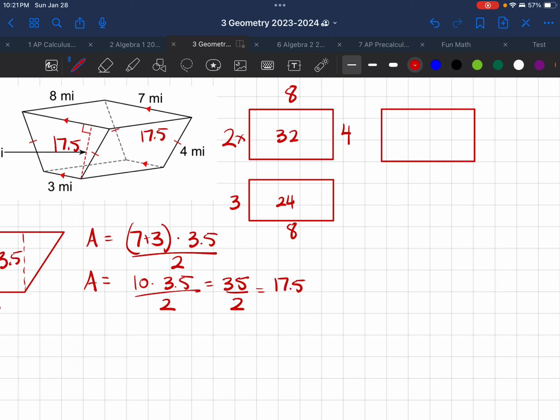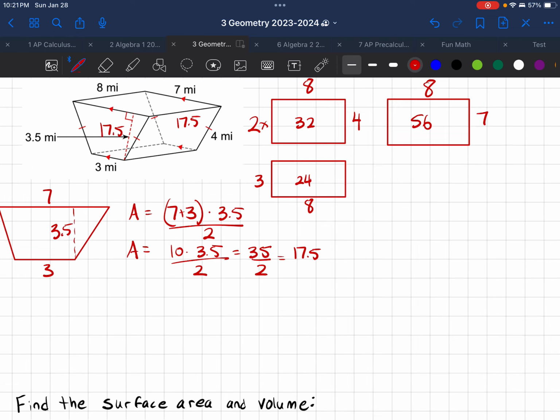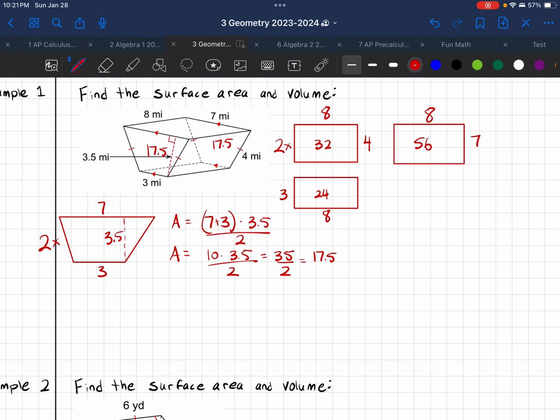Okay, that rectangle, it is definitely 8 for one of the sides, and 7 is going to be the other side. So it's going to be 56. All right, so what's the running total that I have? This is totally calculator enabled, so go for it if you want.